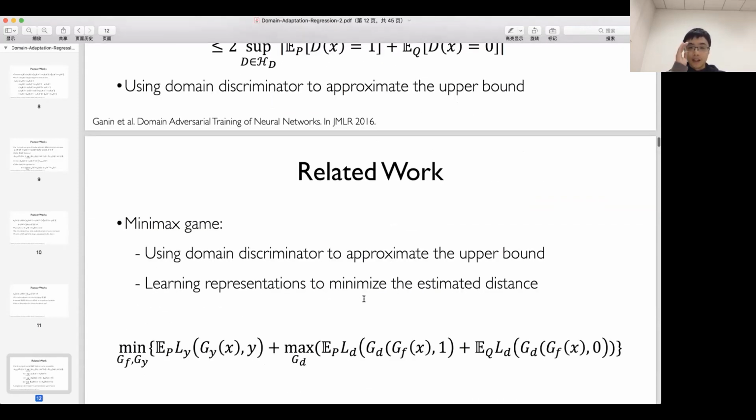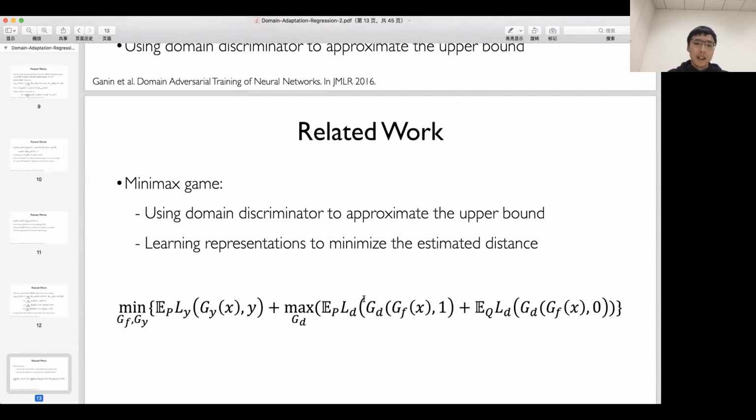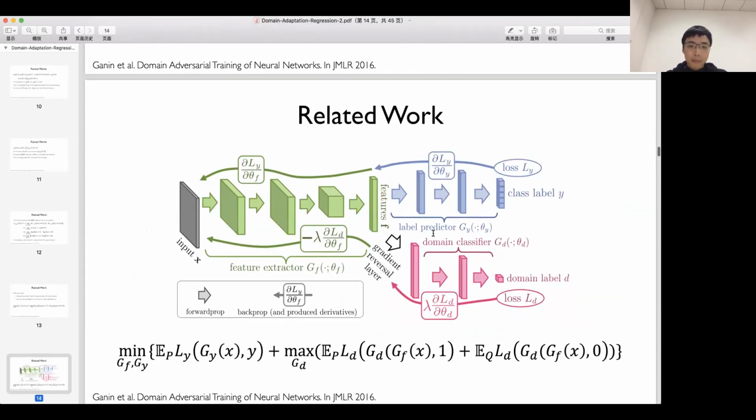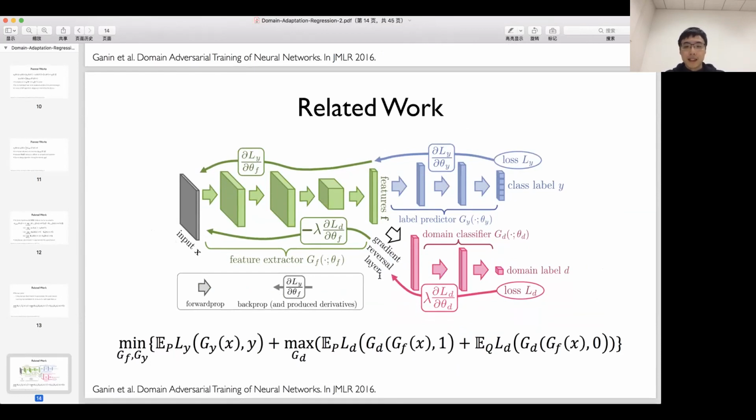It is very easy. On the one hand, it uses a domain discriminator to optimize the upper bound, and then it tries to learn transferable representations to minimize the estimated distance. Let's see the architecture. We can find that in the architecture of DANN, we have a feature extractor GF and a label predictor GY. And then it uses a domain classifier GD to discriminate whether the samples are from source or target.